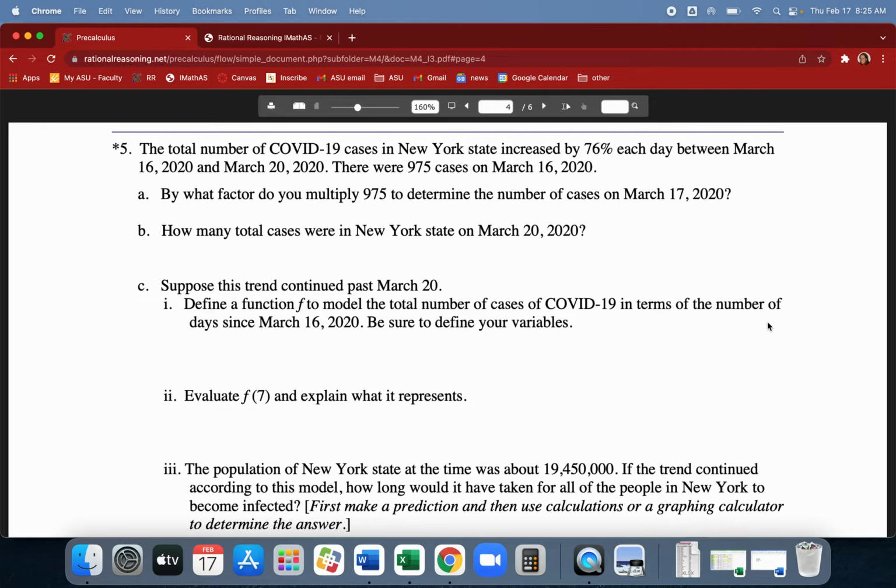But yeah, we're going to have our, what was the number we're getting? 975, sorry. So it was 975 people on one day. If it increases 76% per day, if I want to know the amount on the next day after this, what is it that we would need to multiply by? Yeah. 1.76. Right, 1.76.